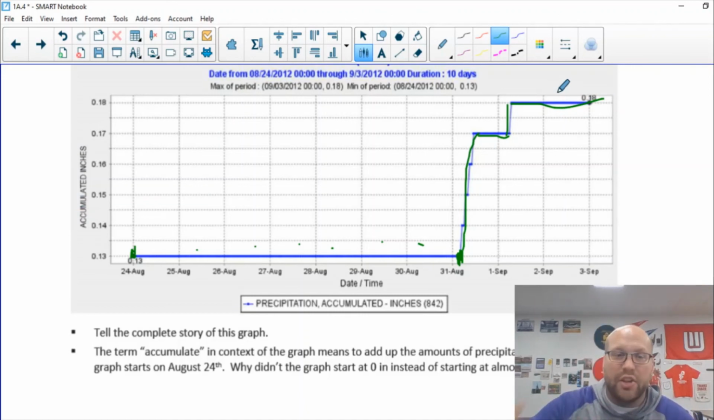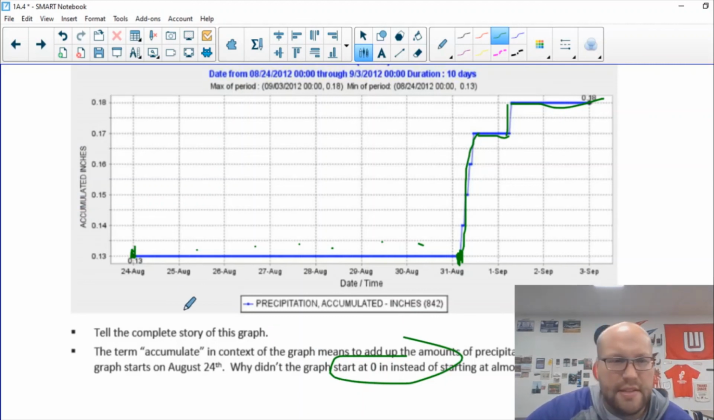So that accumulation idea. Why didn't it start at 0? All that means is we didn't start from scratch on that day. There was already some accumulation that had fallen, so that's kind of our initial accumulation.